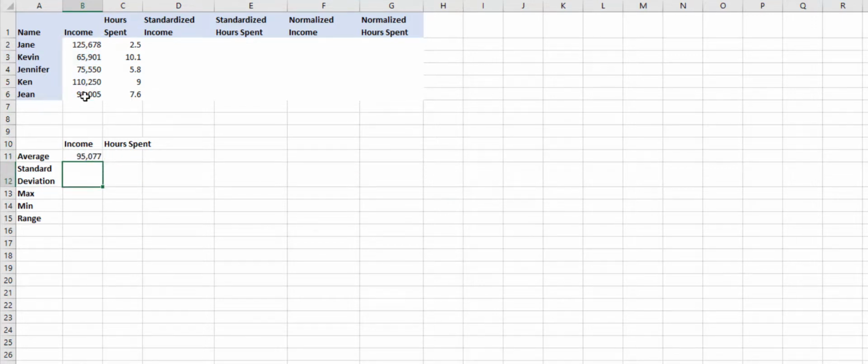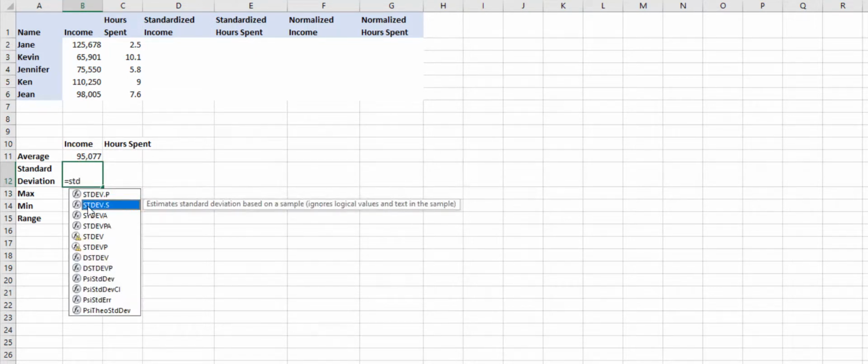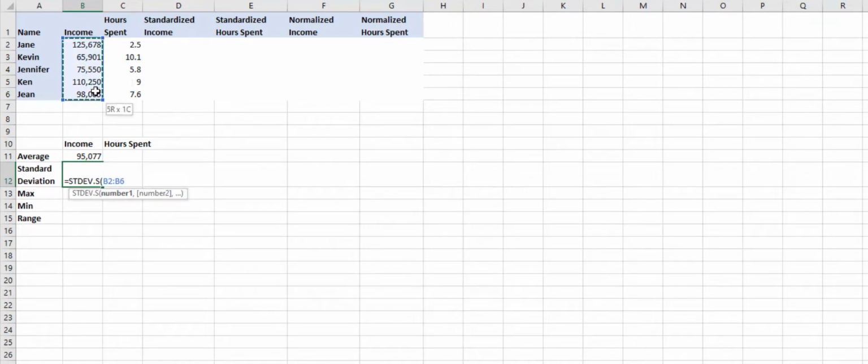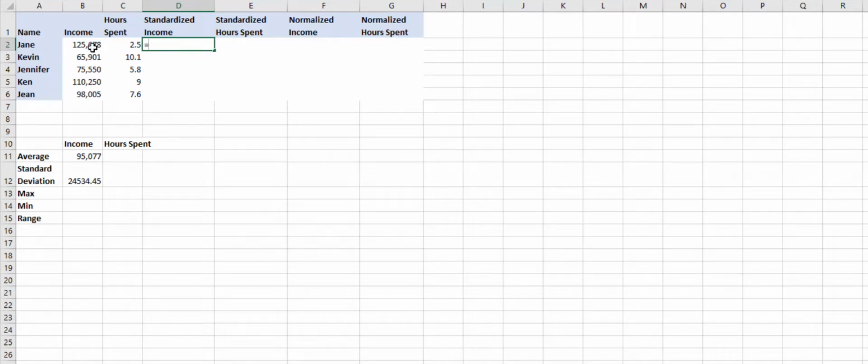The average for income is $95,077 and the standard deviation for the sample is 24,534.45. After calculating the average and the standard deviation, we divide the difference between each observation and the mean by the standard deviation. For example, for Jane, we find the standardized income value as follows. Equal sign, the observation minus mean. Let's put this into parentheses. Divided by its standard deviation.